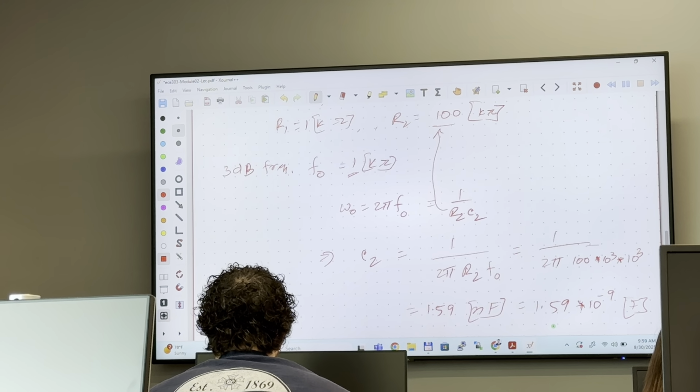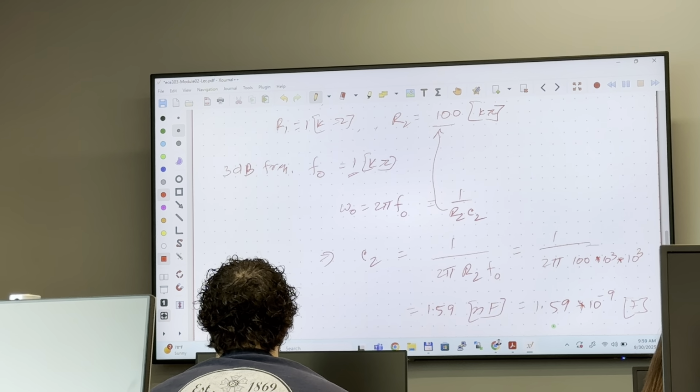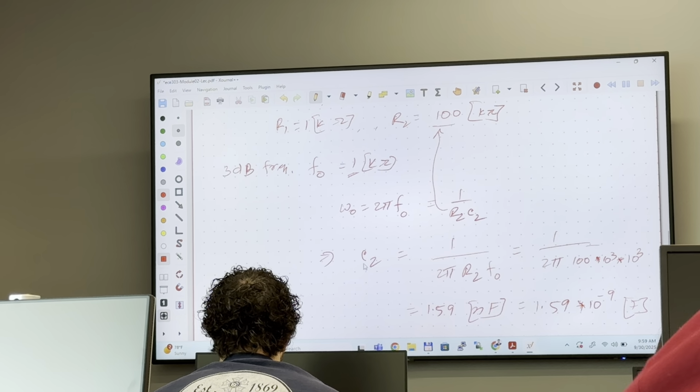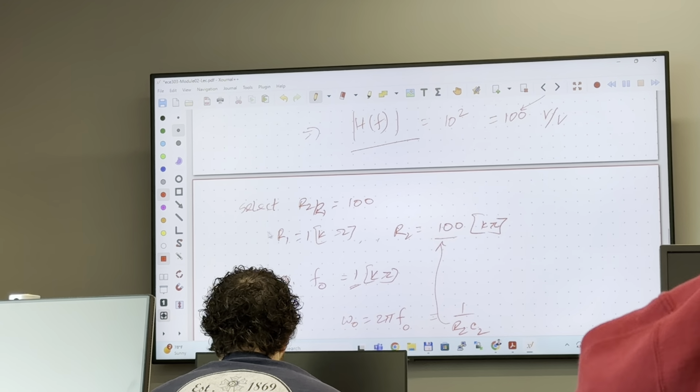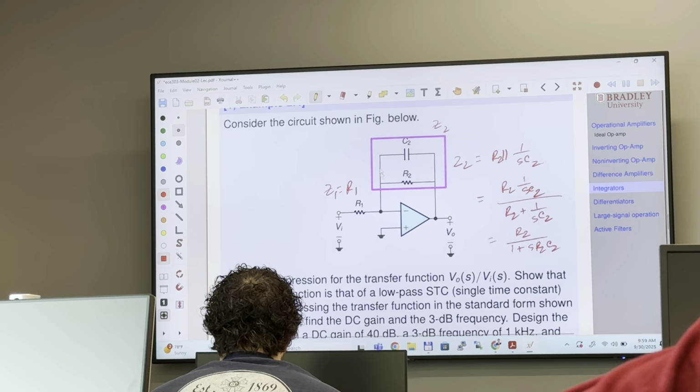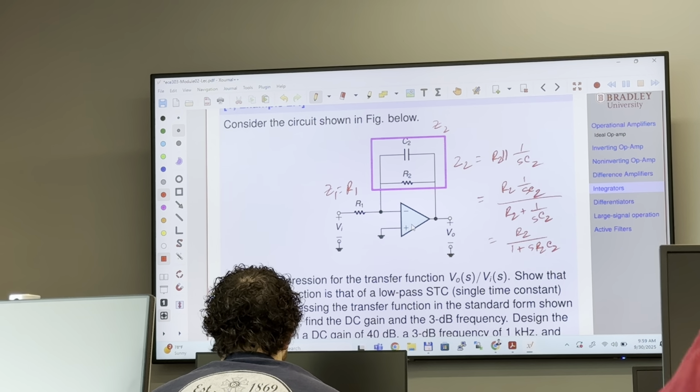All right, so you get the idea. That's how we design. So we design C2. We have R2, we have R1. So we have all the components of the circuit. You see that?